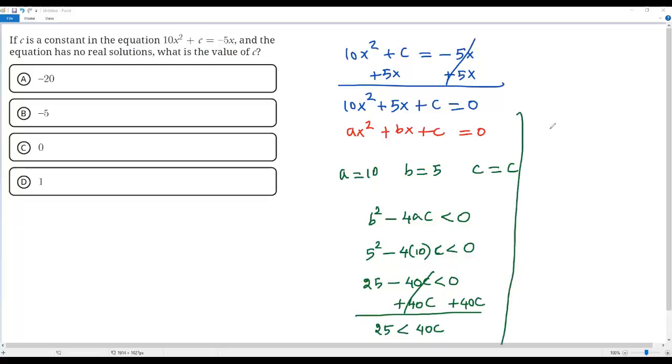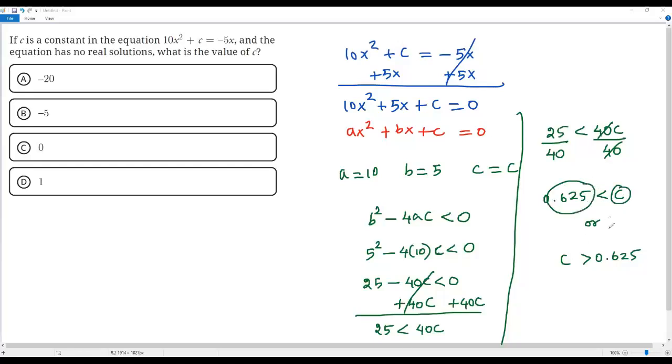Let me write the inequality here: 25 < 40c. To solve for c, I divide both sides by 40. The 40 cancels out, and 25 over 40 equals 0.625, so 0.625 < c, or it can be written as c > 0.625. In an inequality, whenever I switch the left side and right side, I have to switch the inequality sign also. Because I take c on the left side and this value on the right side, the less than sign becomes greater than. So finally we get that c has to be greater than 0.625. Any value of c greater than 0.625 can be accepted.